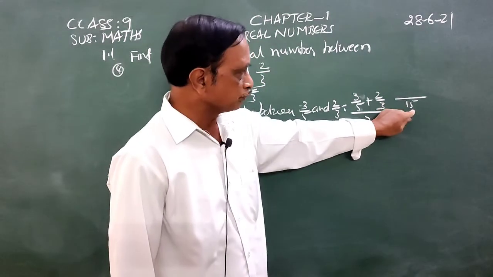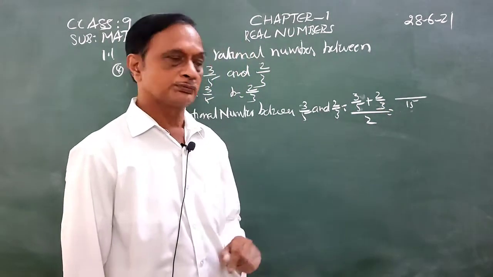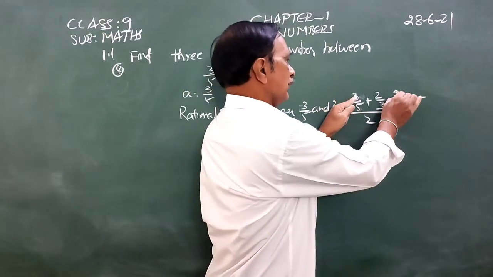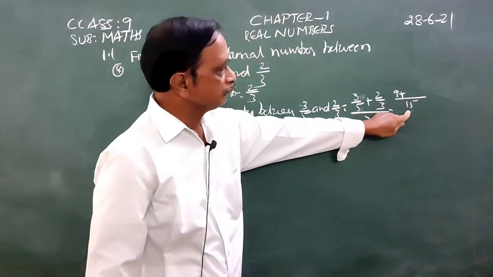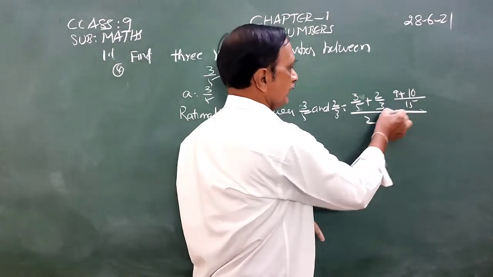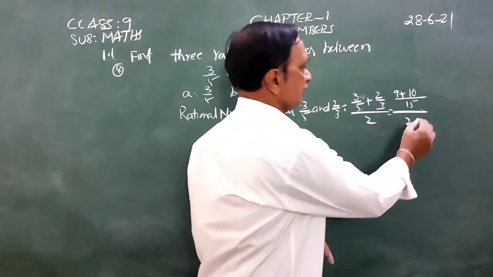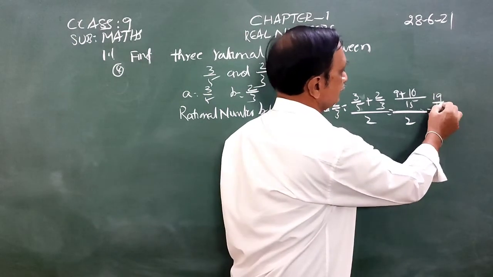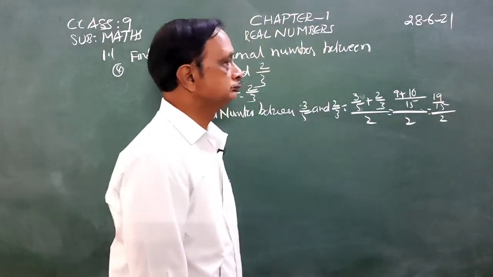15. 5 how many times it goes in 15? 3 times. 3 into 3, 9. 3 how many times it goes in 15? 5 times. 5 2s, 10. You get 19 by 15 divided by 2.